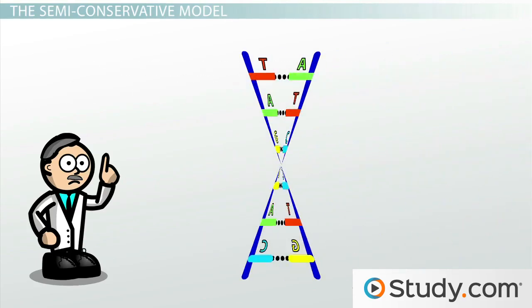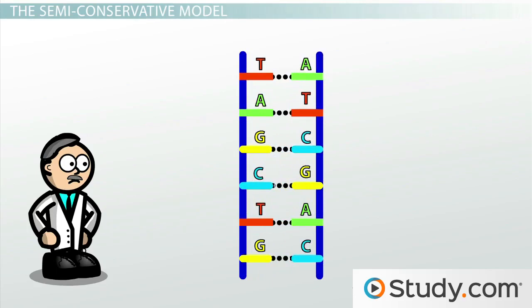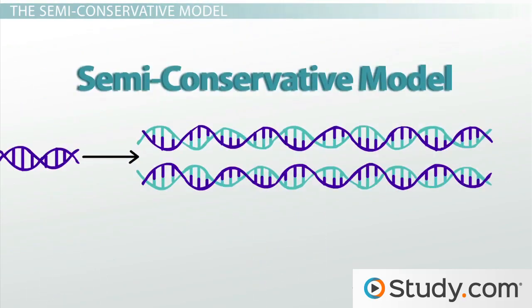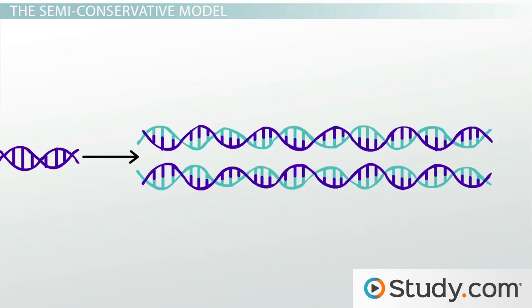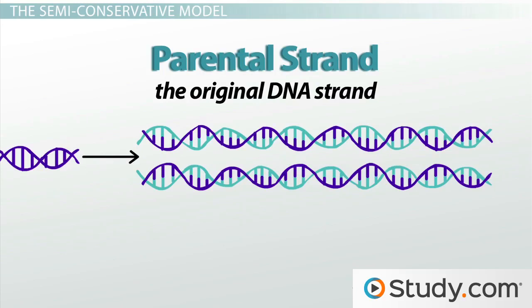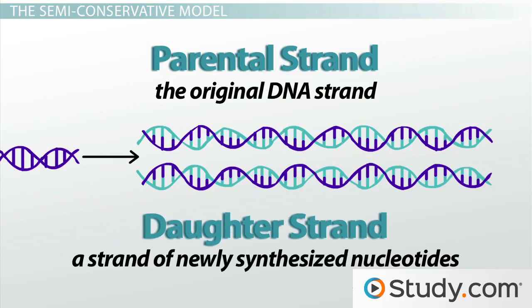But once they discovered the truth about the semi-conservative model, they had even more tough questions to answer. The biggest question they had was, how could a twisted, convoluted molecule like DNA open itself up for semi-conservative replication? Remember that the semi-conservative model states that one parental strand of DNA is conserved in each of the new daughter DNA molecules. The parental strand, which is the original DNA strand, acts as a template for the daughter strand, or a strand of newly synthesized nucleotides.